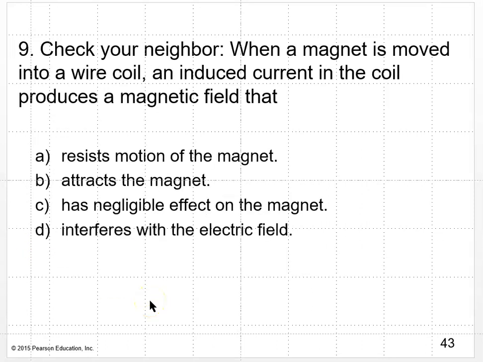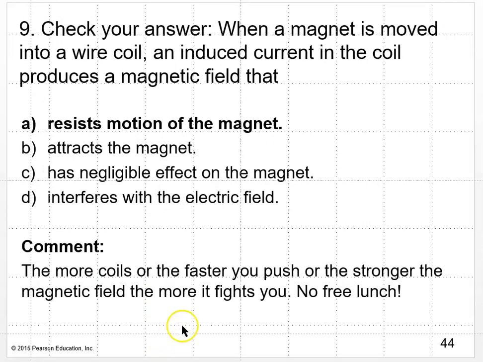When a magnet is moved into a wire coil, an induced current in the coil produces a magnetic field that resists the motion of the magnet. So the more coils, or the faster you push, or the stronger the magnet, the more it fights you. There's no such thing as a free lunch. You have to do more work.